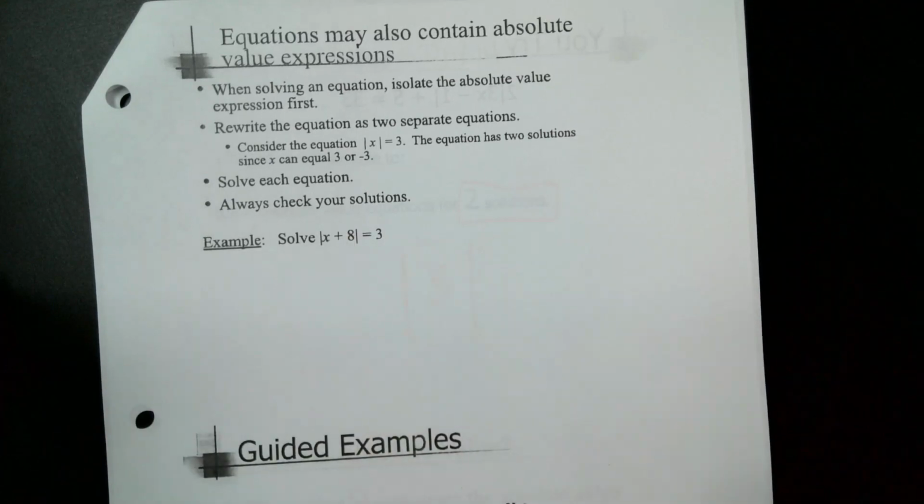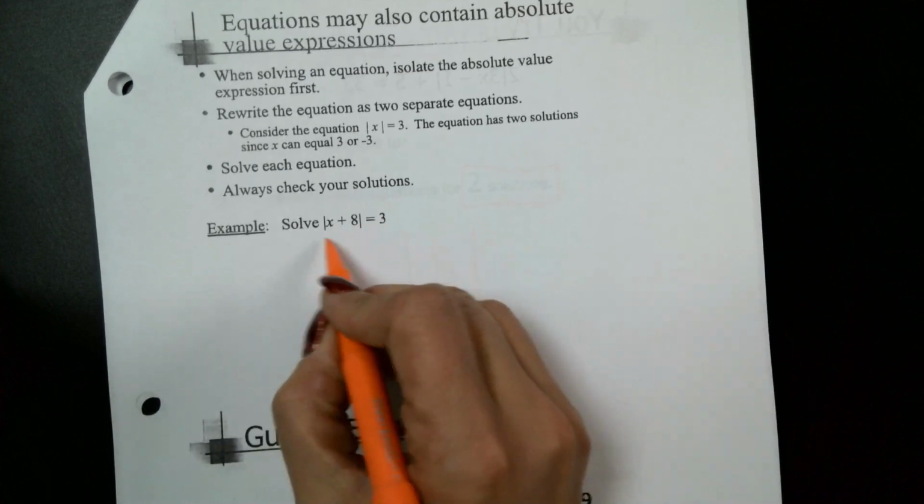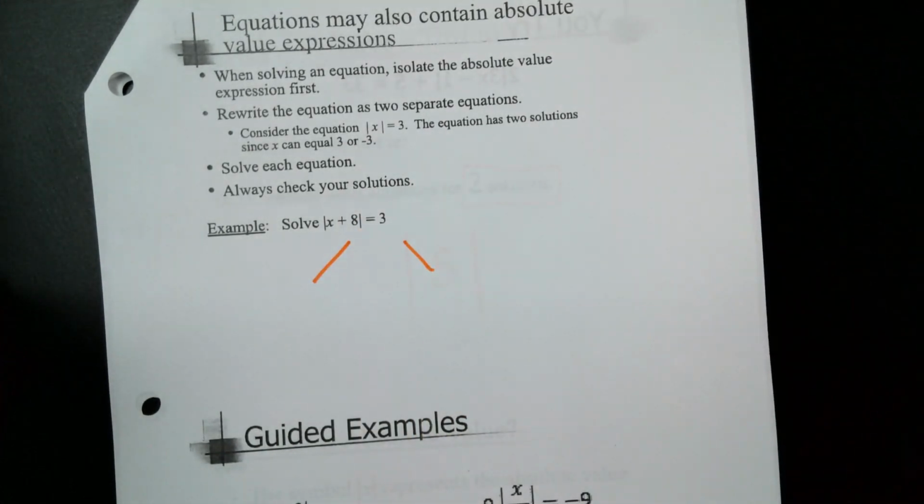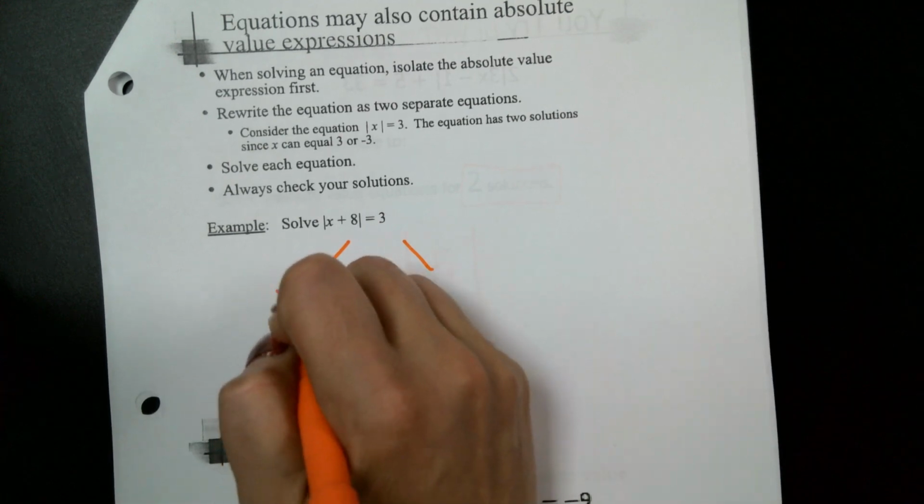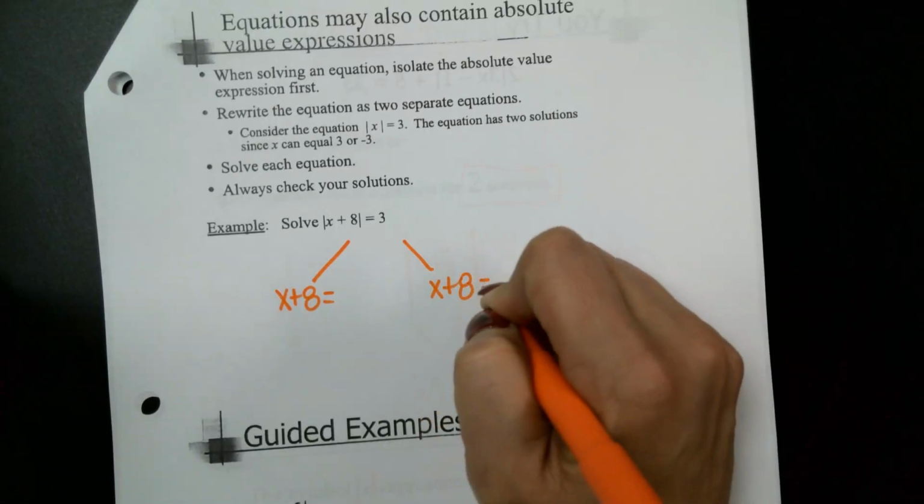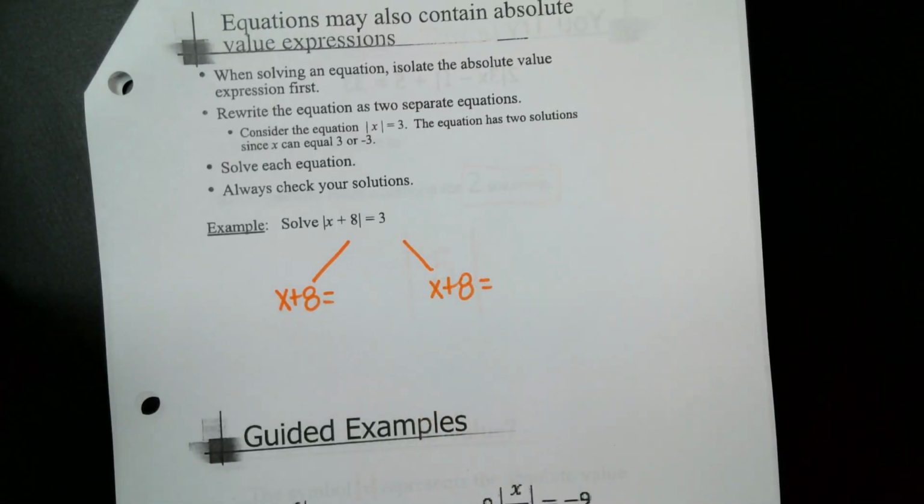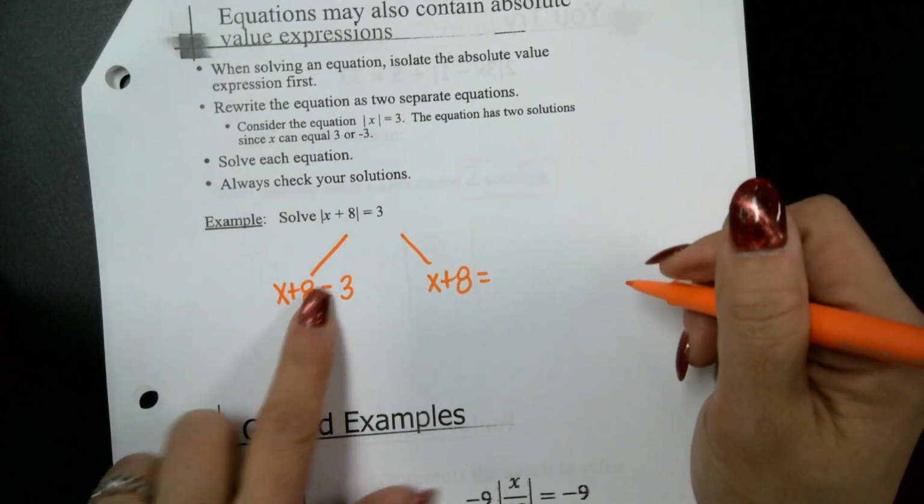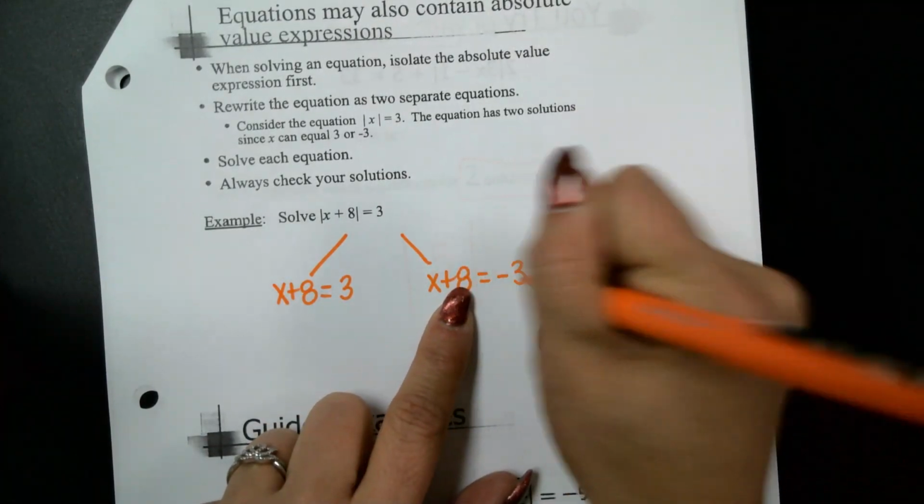Okay, so this is what you are going to do. As soon as you have these isolated, you are going to break this up into 2 separate equations. The expression in the bars never changes. You do not change the x plus 8. Both of them are going to start with x plus 8. What will change is what they're equal to. One of them could equal a positive 3, or the other one could equal negative 3.